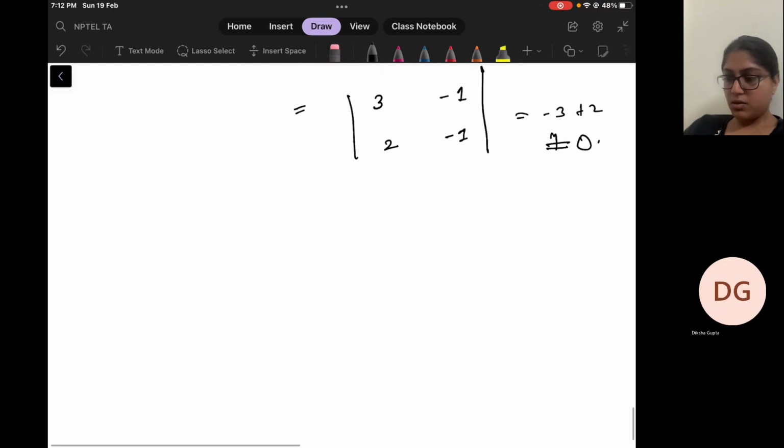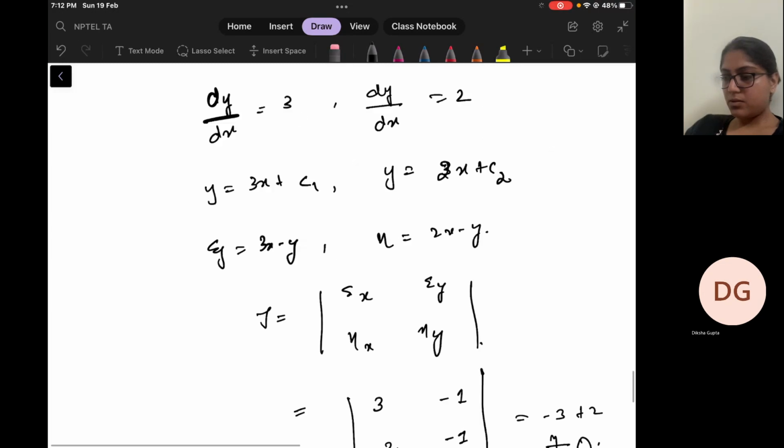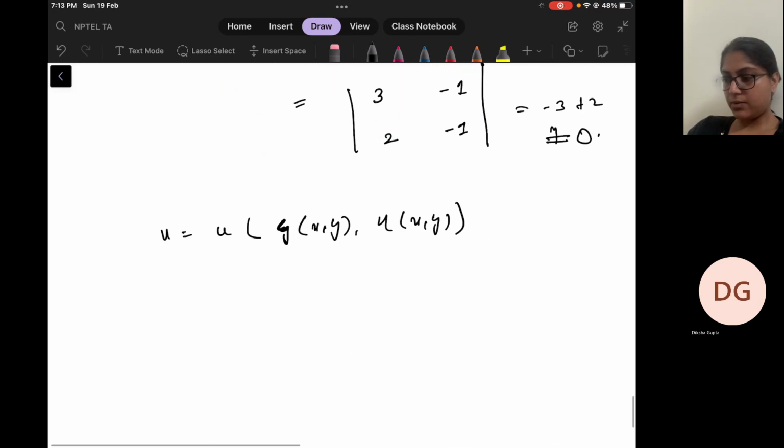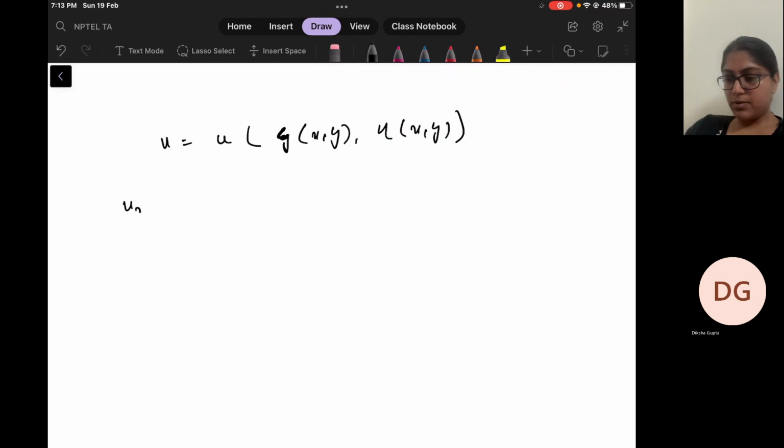And hence what we can do is, just for simplicity, I'm not using w. You can say that u is equal to u of epsilon xy and eta xy. So for our equations what we need is uxx, uxy and uyy. So we'll calculate all these. So ux will be u epsilon epsilon x plus u eta eta x.